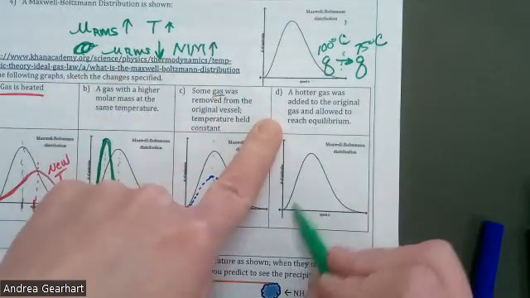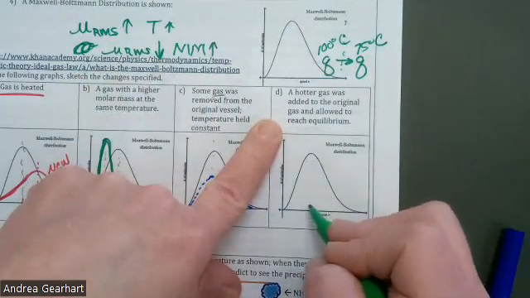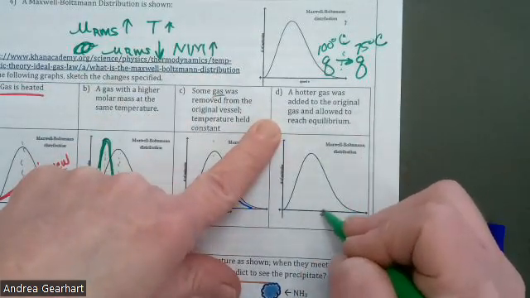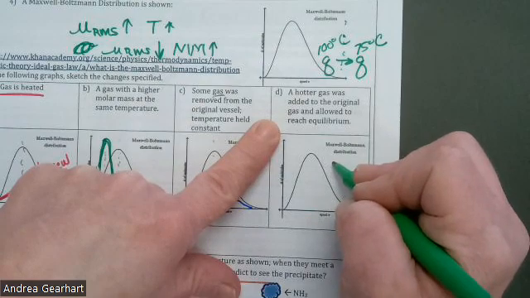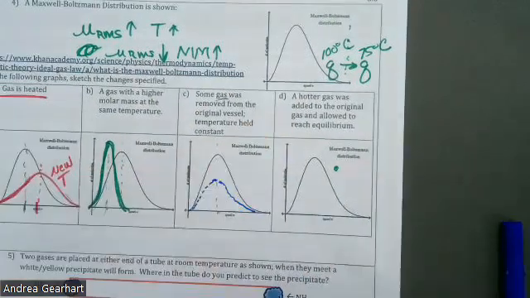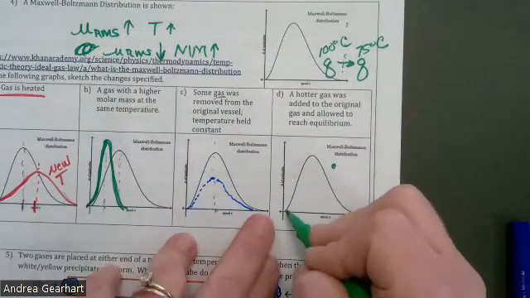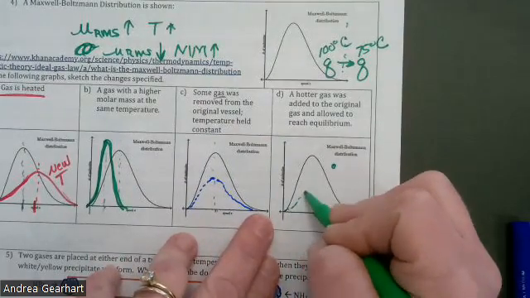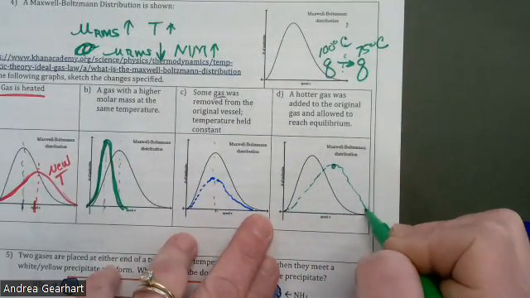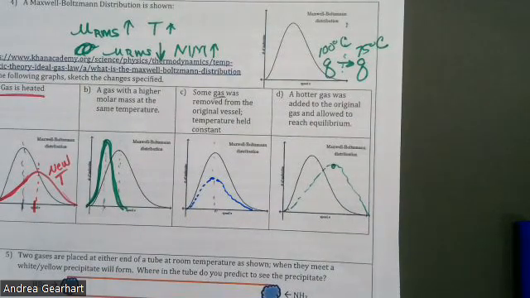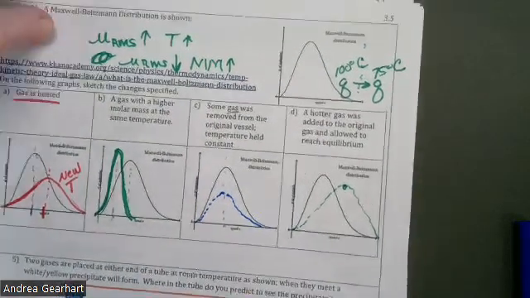And they're asking how this will change. So how do we show a higher temperature? Well, that's going to be shown as a greater speed. And then we have to distribute a little more broadly. Okay, there we go. All right.